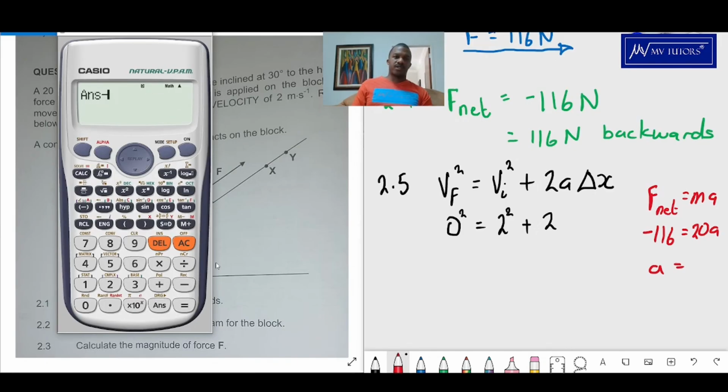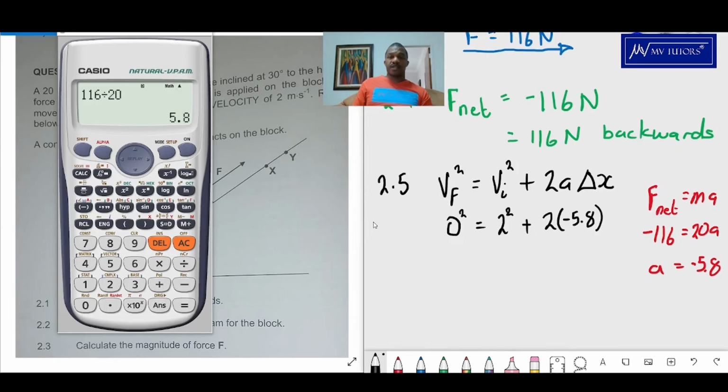Minus 116. Why did I say minus? Okay, let's just do it. Divided by 20. Let's change it to decimal. That's a negative 5.8. Okay, so then we can come back to our equation here and put negative 5.8.